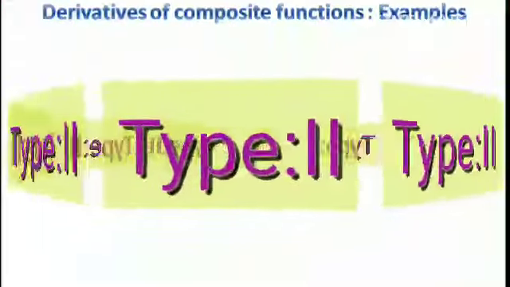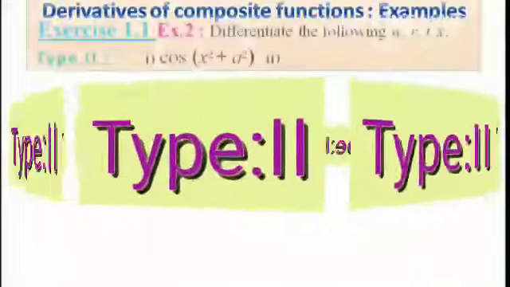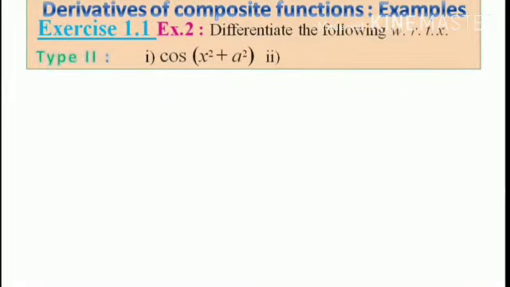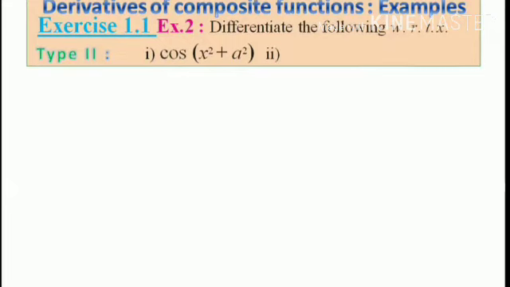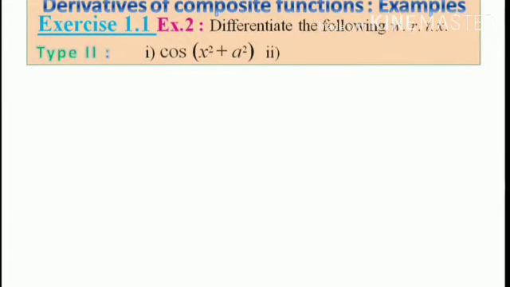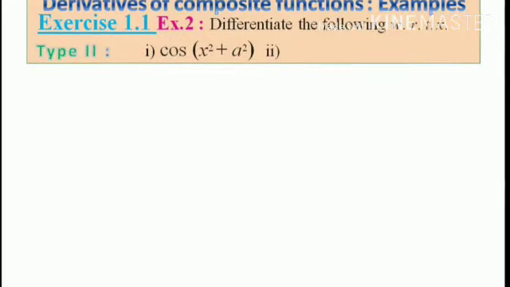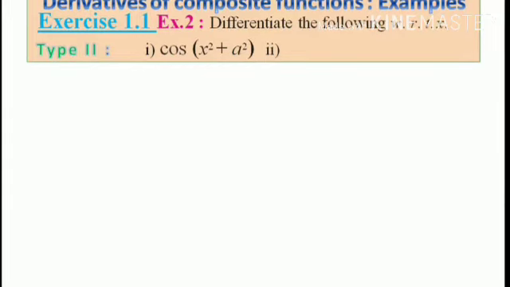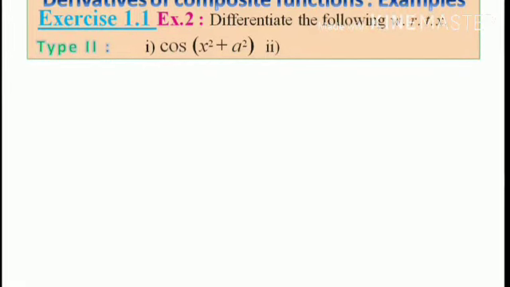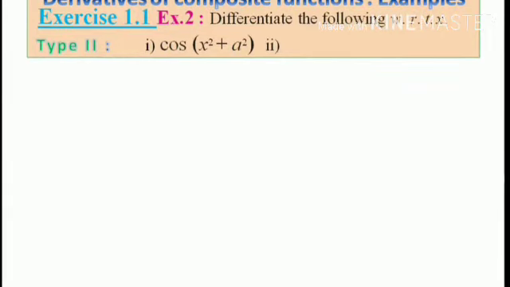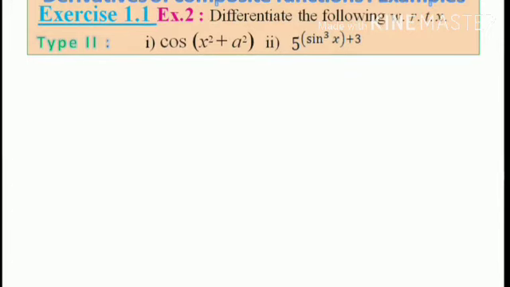Now we take the second type, the second example of exercise 1.1: differentiate the following function with respect to x. Here we have taken two examples. Firstly, cos of (x square plus a square), that is the first example, and second, 5 raised to (sine cube x plus 3).